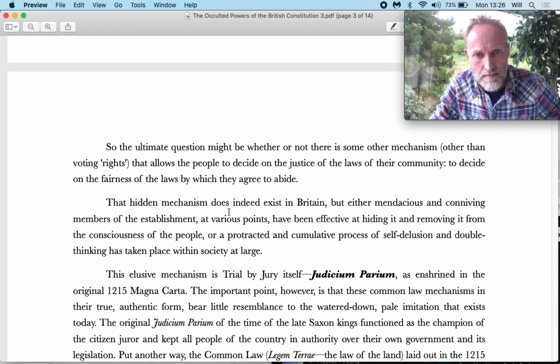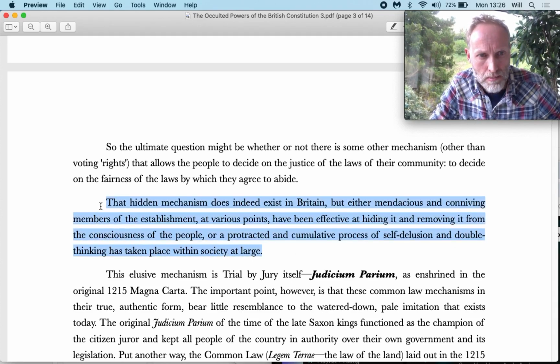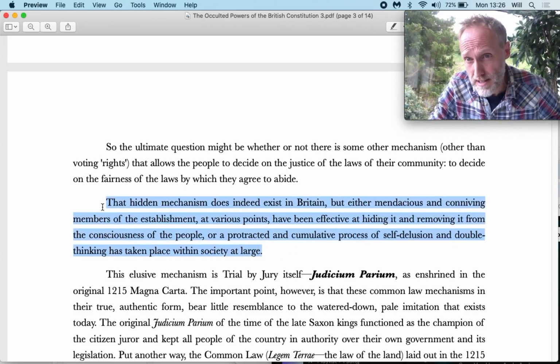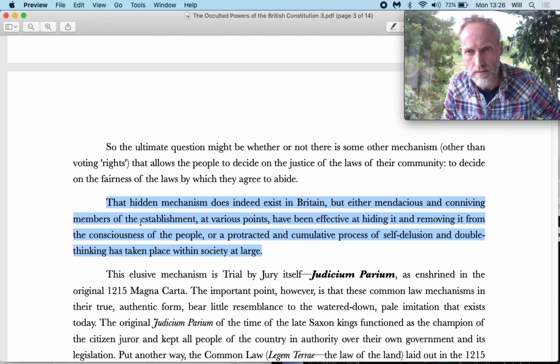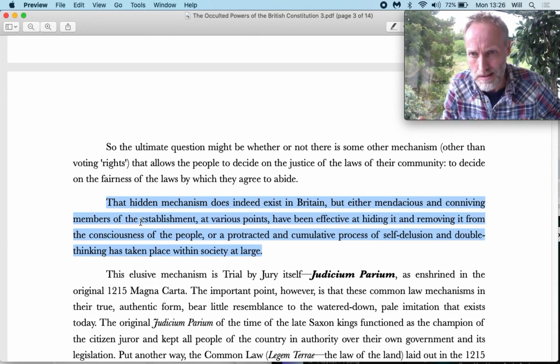That hidden mechanism does indeed exist in Britain, but either mendacious and conniving members of the establishment at various points have been effective at hiding it and removing it from the consciousness of the people, or a protracted and cumulative process of self-delusion and double-thinking has taken place within society at large. Now that paragraph is quite important. It was rewritten in this edition, and it represents a slight shift in my characterisation of the way I believe things are actually operating.